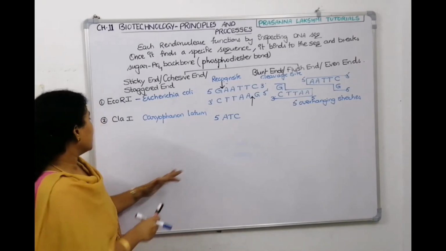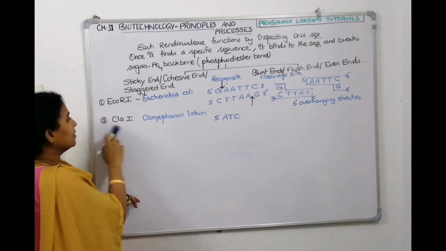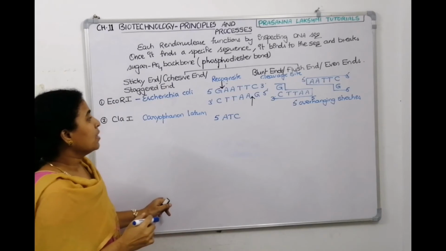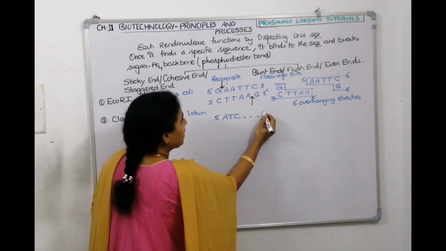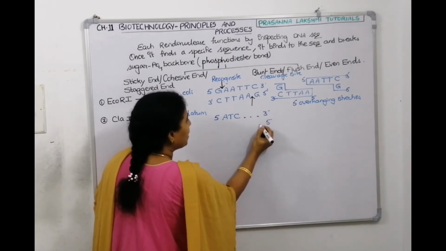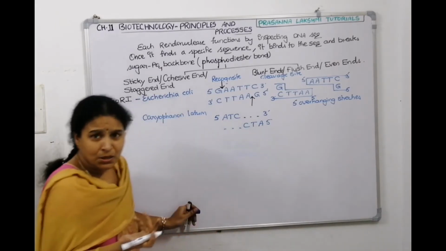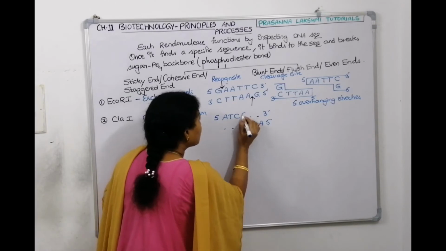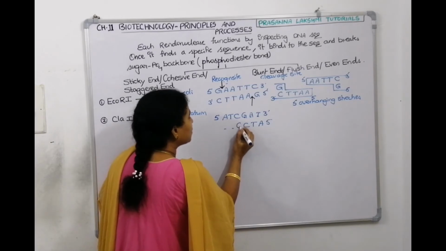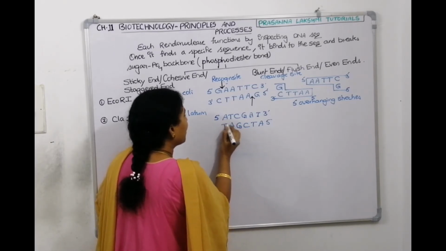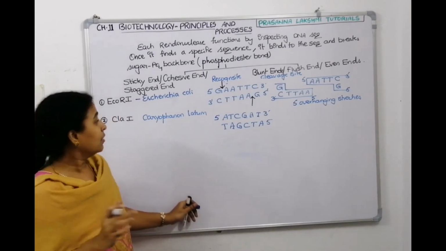ClaI, ATC. See, this is A, make this as T, this is C. ATC is the sequence. Like that you remember. Now, the other 3 will follow. Since it is a palindrome, in the opposite strand it will be A, T, C, right? Now, these 3 you can fill based on complementarity. C pairs with G, T pairs with A, A pairs with T. So ATCGAT is a palindromic sequence for ClaI.